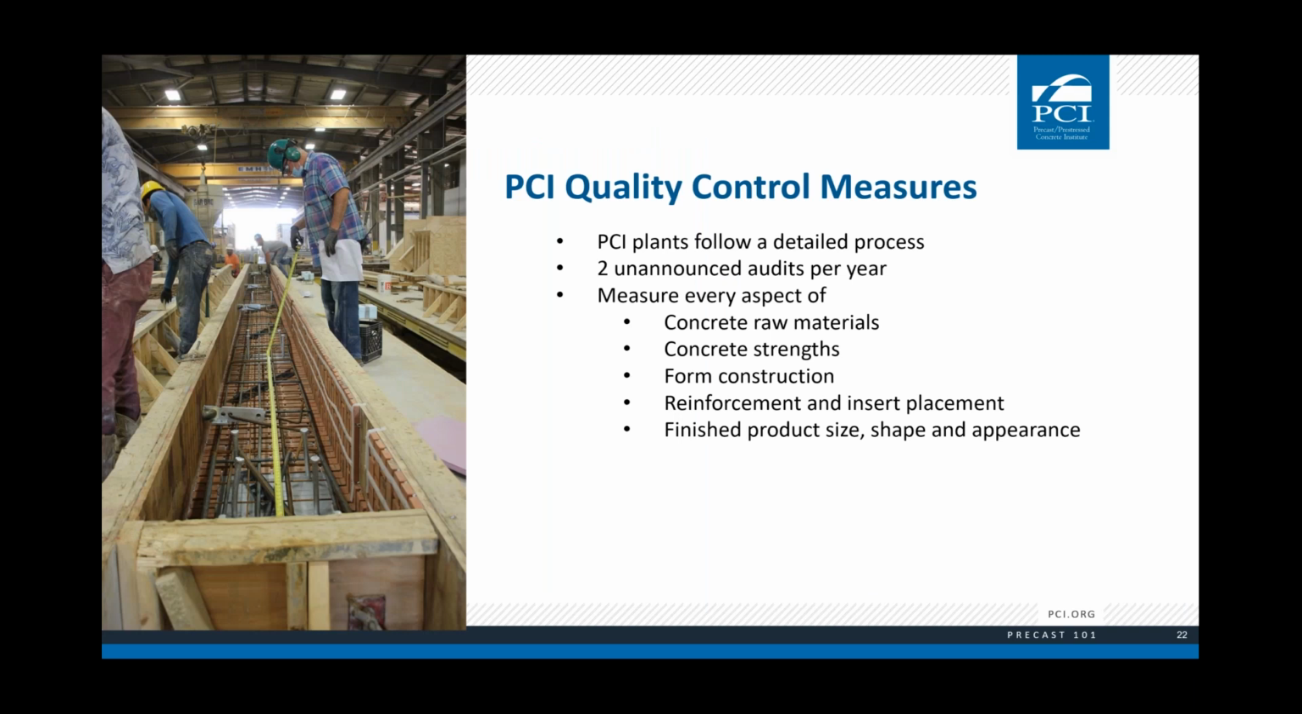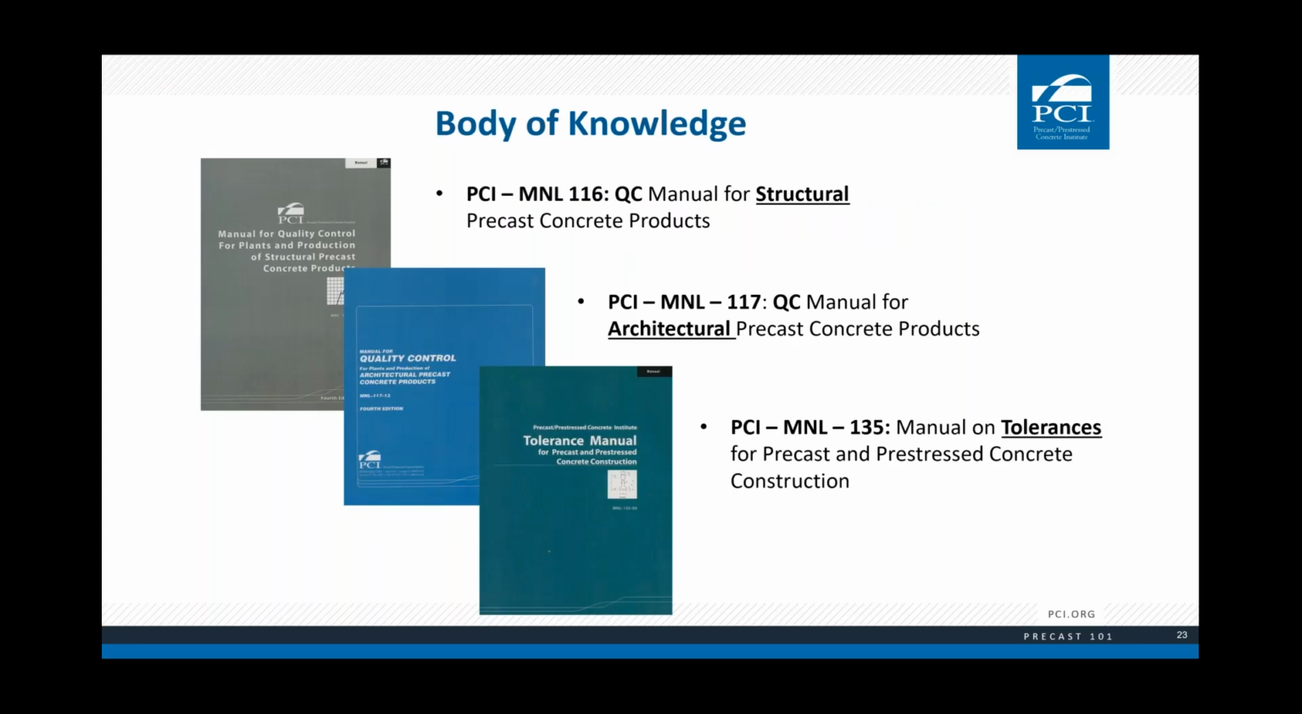Now, every step of the process must follow PCI's quality control program. Every PCI certified plant receives 2 unannounced audits each year by a third-party engineering firm that specializes in precast concrete production methods. The program includes inspecting and documenting every step of the production process from raw materials to final installation. Now, the basis for the audits are included in the PCI's body of knowledge. These manuals describe the production processes to follow when producing quality precast concrete products and can be found at our bookstore online at pci.org.